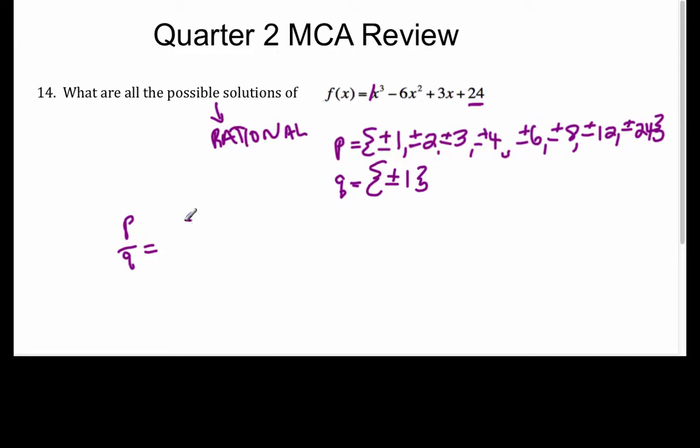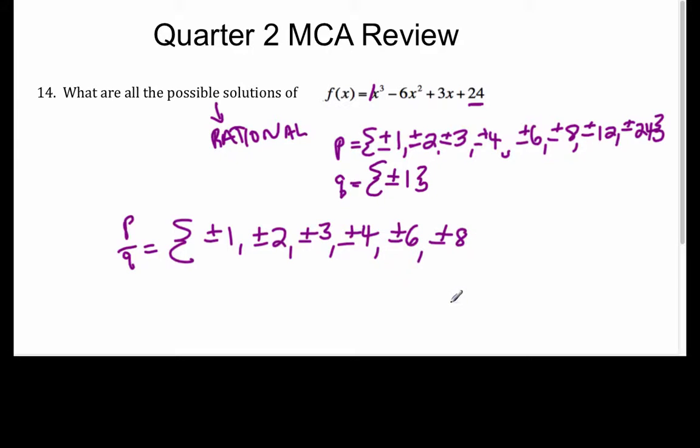So my P over Q list, or all of my possible roots, are just going to be what my P list was. So plus or minus 1, plus or minus 2, plus or minus 3, plus or minus 4, plus or minus 6, plus or minus 8, plus or minus 12, and then lastly plus or minus 24. So that means that these are all numbers that could possibly be zeros of this function, that maybe this function crosses or touches the x-axis at any one of these numbers.